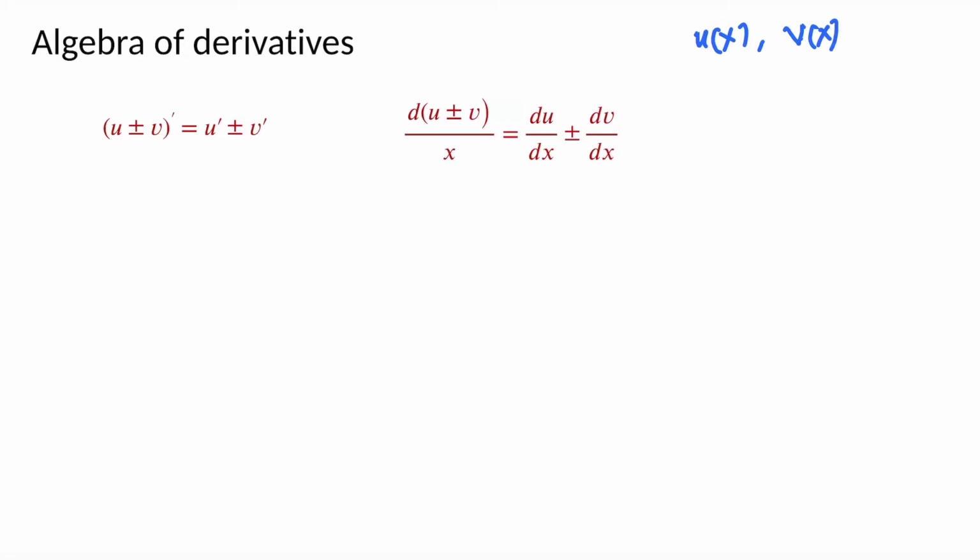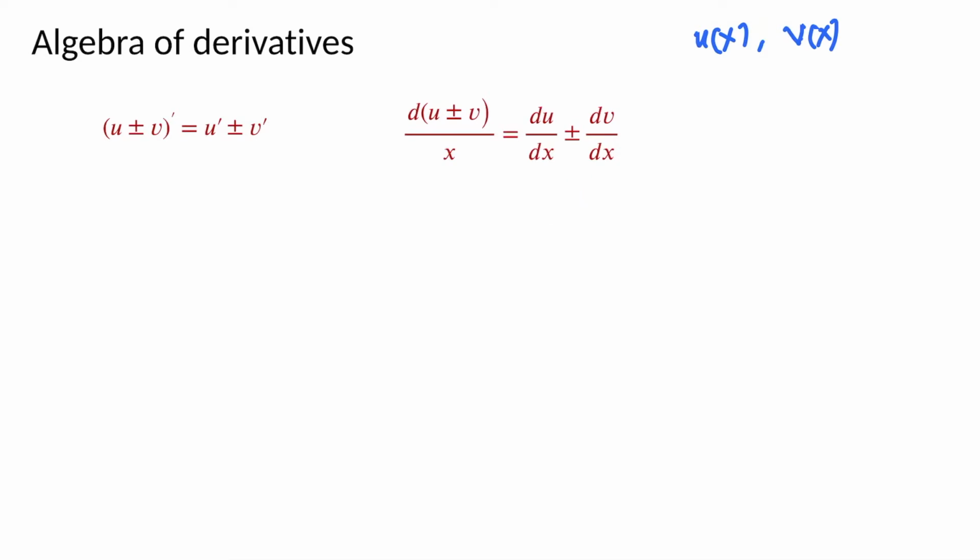Okay. So what would be the derivative of the addition of u and v? Well, as you might have guessed, it would simply be the addition of the two derivatives. And what would be the derivative of u minus v? Well, it is u prime minus v prime, and we can express the same thing in terms of d by dx like this.